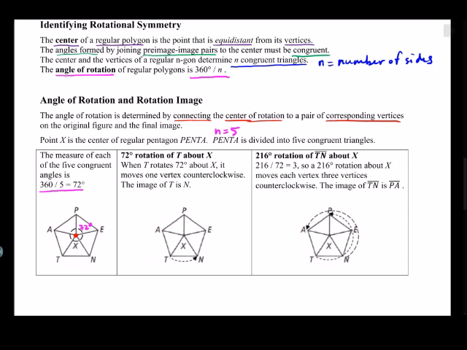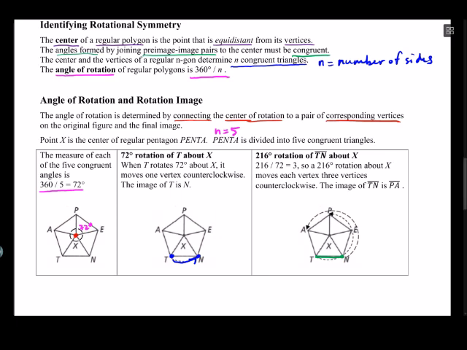So what does a 72 degree rotation look like? Well, if we take point T and we rotate it 72 degrees, where does T end up? T ends up on point N. So the image of point T is point N for a 72 degree rotation. We can also rotate segments. Let's do a 216 degree rotation of segment TN about X, our center.